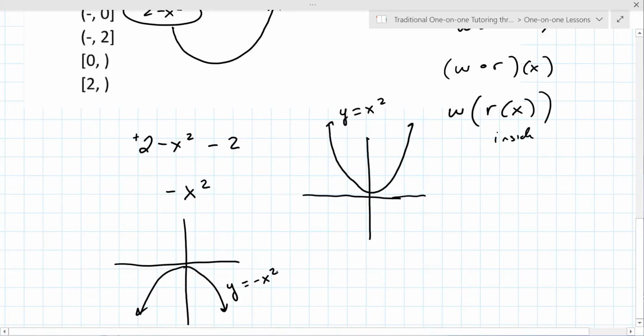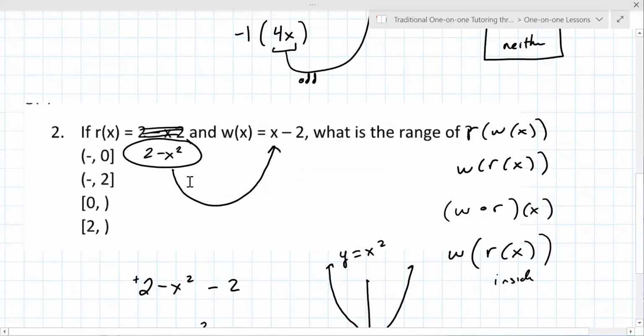Now, why do we need to know this? Because we're asking about the range. The range is the y values, whatever the y values work. So I believe this first one is indicating negative infinity to 0.